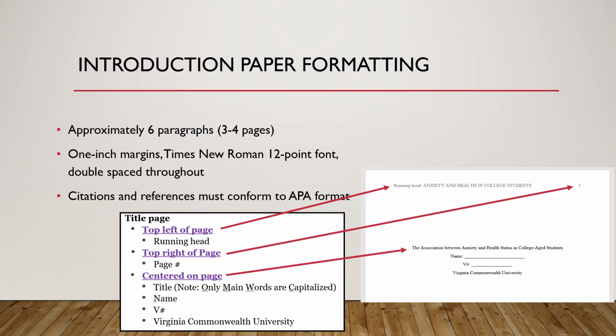Then in the center of the title page, you have 4 pieces of information. You have the full title of your paper, you have your name, you have your V number so we can track you, and you indicate the institution that you're at when you wrote this paper, which is Virginia Commonwealth University. You do not need to put a date, you do not need to put the title of the assignment, so you don't have to say Introduction Paper, Psych 317, Spring 25. You just need to put your institution.